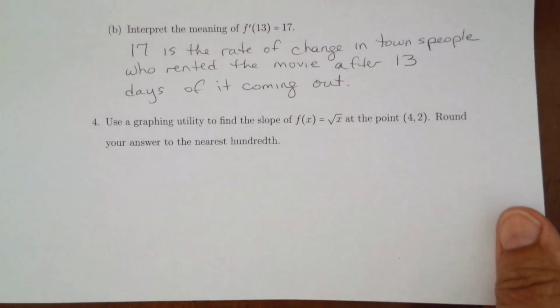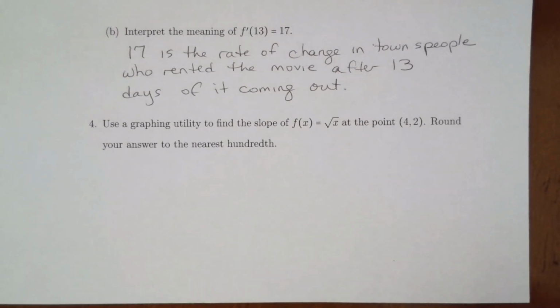All right, number 4 says, use a graphing utility to find the slope of f of x equals the square root of x at the point (4, 2). Round your answer to the nearest hundredth. Now you're really just using your calculator because you're going to get some decimals here. So you guys will probably have a problem similar. Okay, so let's look at that.